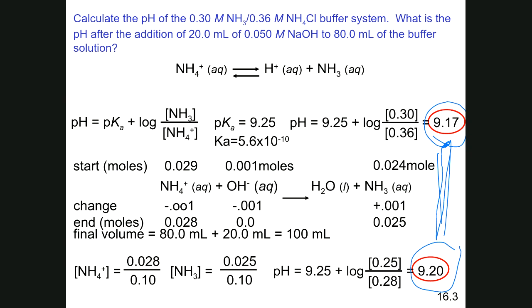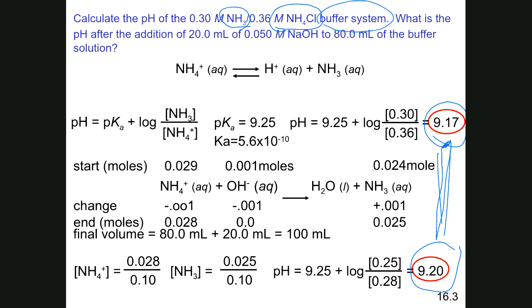Here it says calculate the pH of a combination of NH3 and NH4Cl. We should already recognize that this is a buffer system because we have a weak base and the conjugate acid of this weak base. And if we have a buffer system, we can calculate the pH using the Henderson equation.